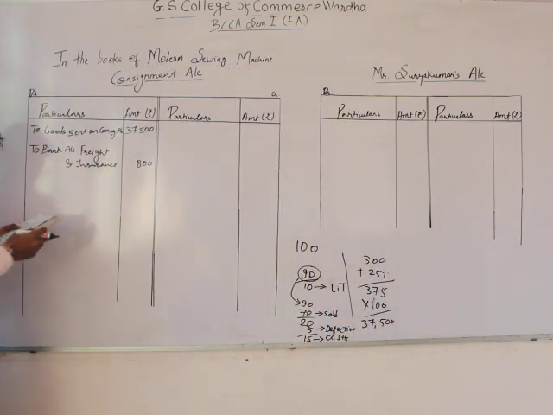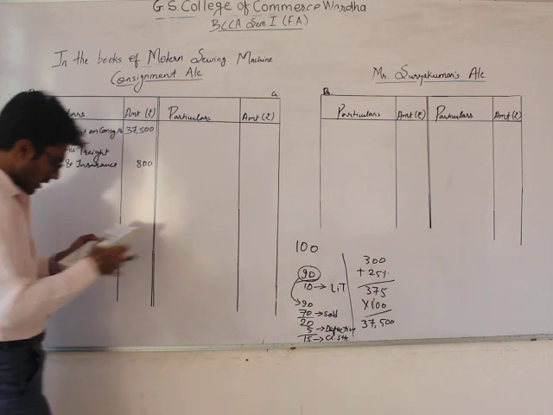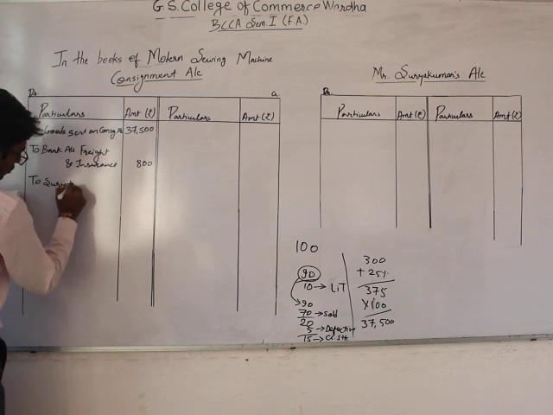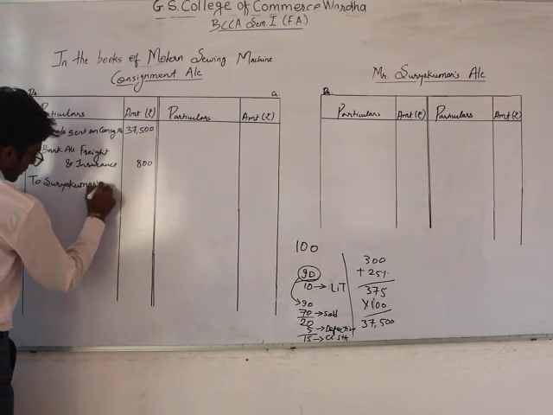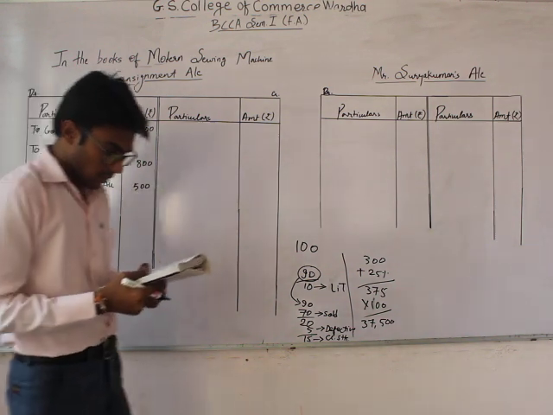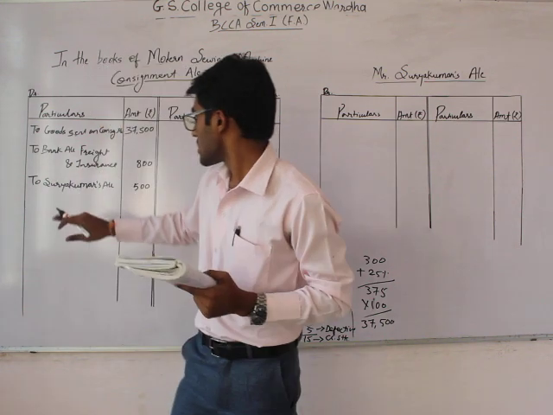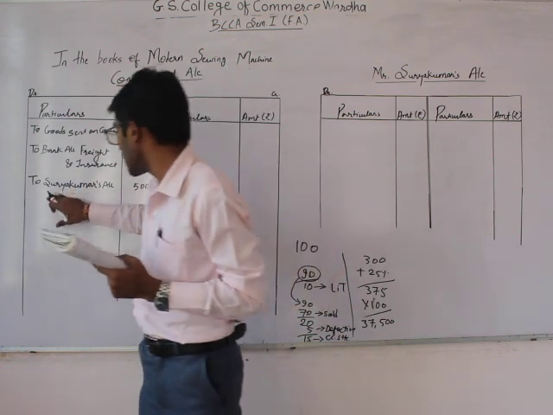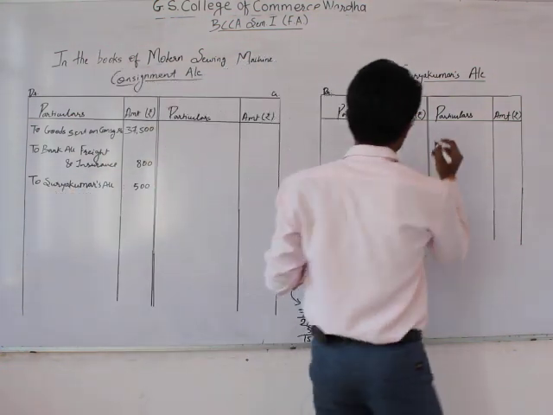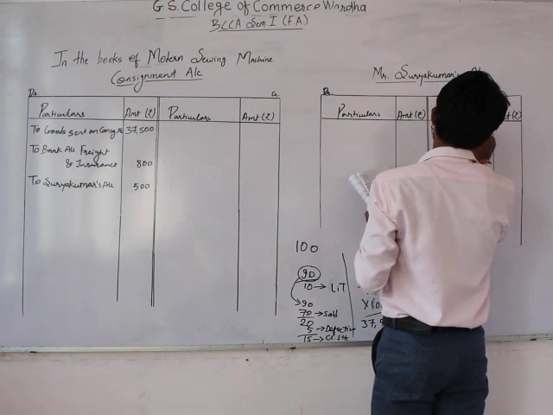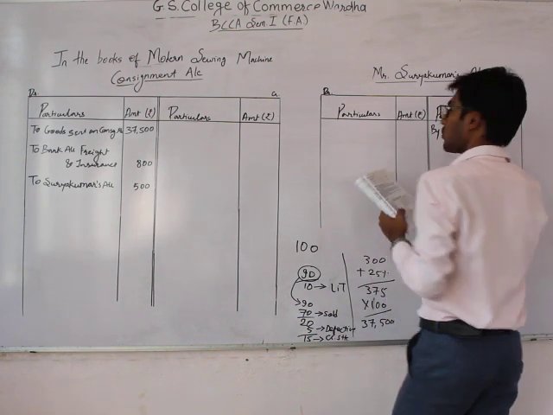That's why we have to debit the consignment account, but we have to credit Surya Kumar's account. So that is how we have to write here: to Surya Kumar's account, and the amount will be 500. So Surya Kumar is credited here and consignment is debited here. So on the credit side of Surya Kumar we have to write by consignment account, amount 500.